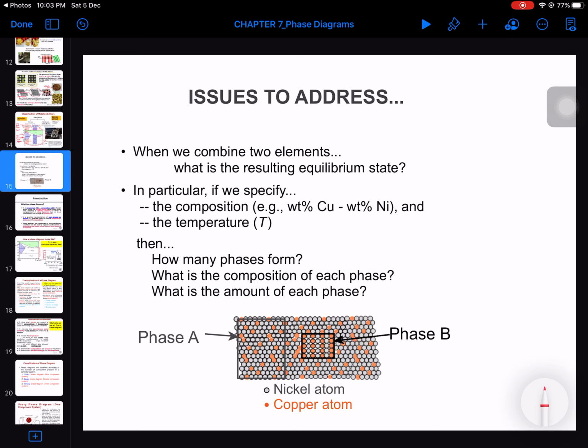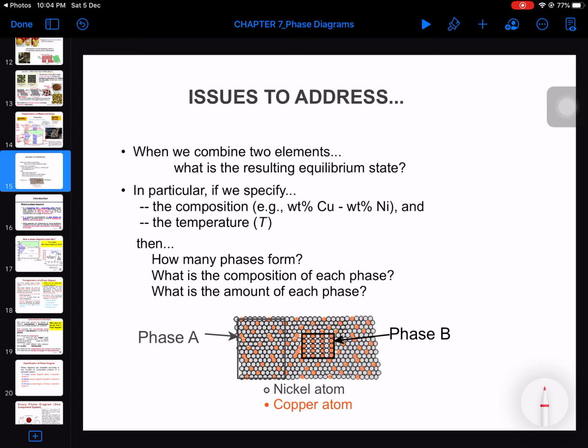We're going to proceed with the second part of chapter 7. Before we move on into the phase diagram, let's have a look at several issues that we are going to address with respect to the phase diagram. Let's say we are going to combine two elements, and we might want to know what is the resulting equilibrium state from the combination of the elements.